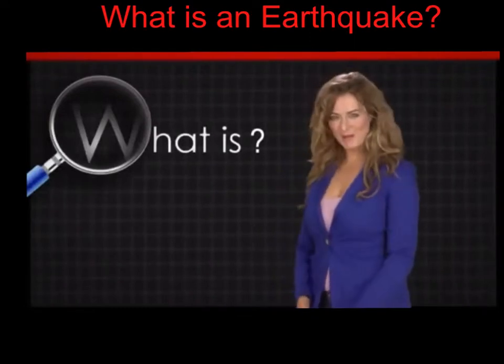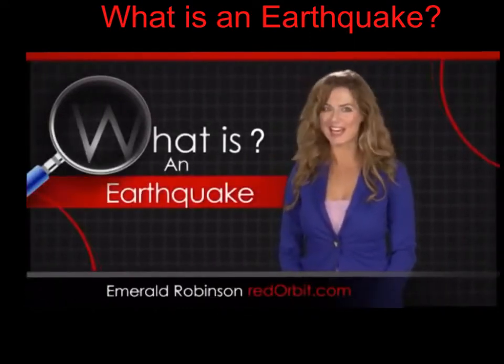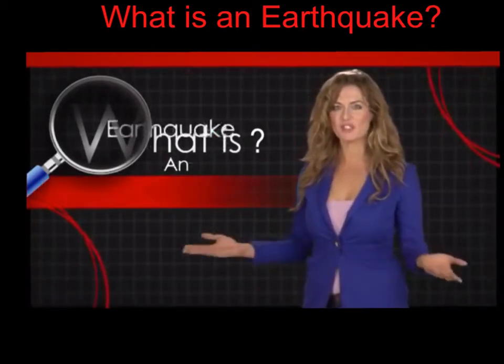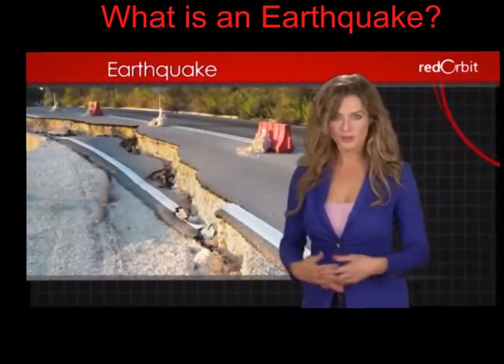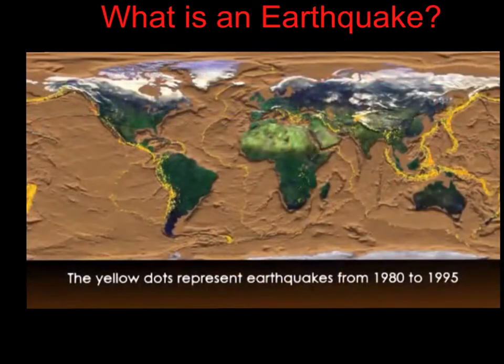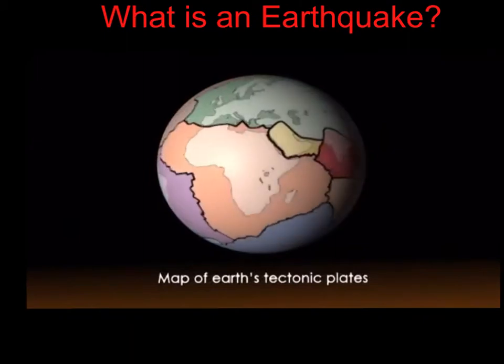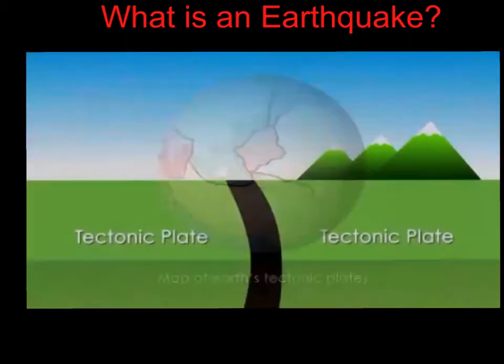Hi, I'm Emerald Robinson, and in this What Is video, we're going to examine earthquakes. An earthquake is an event in which the earth suddenly shakes, trembles, or rocks. Earthquakes are very common. About 900,000 happen worldwide every year. To understand how an earthquake happens, we need to review plate tectonics.